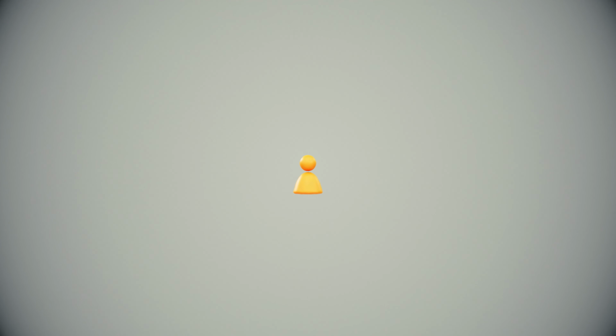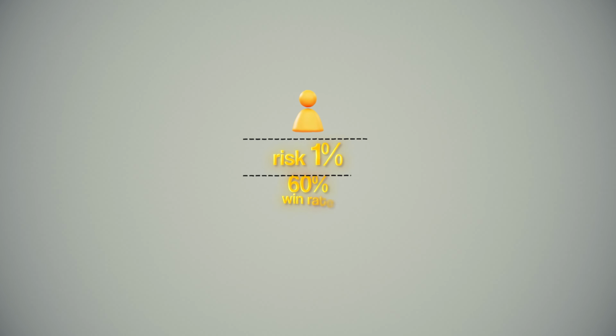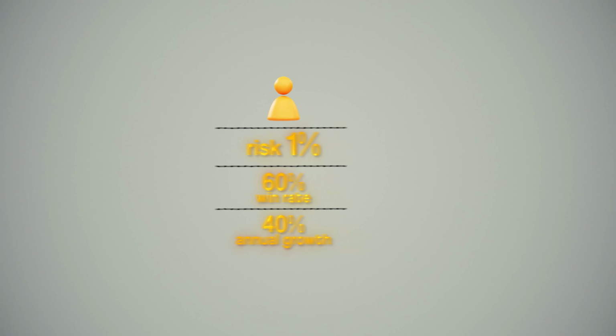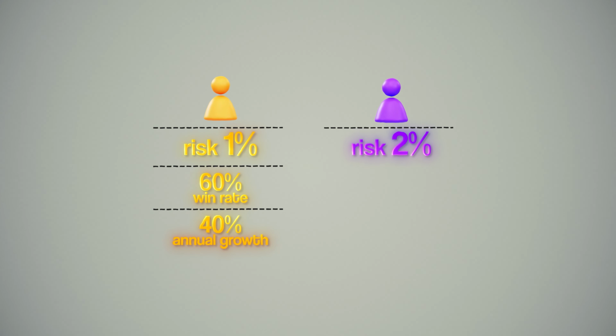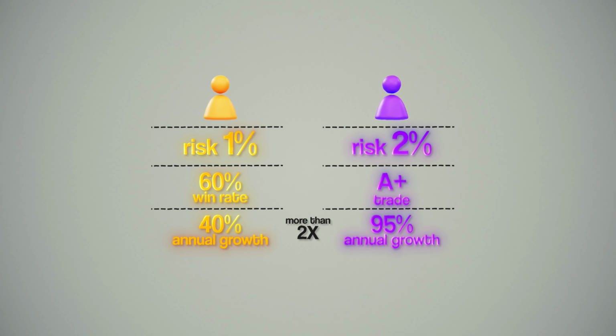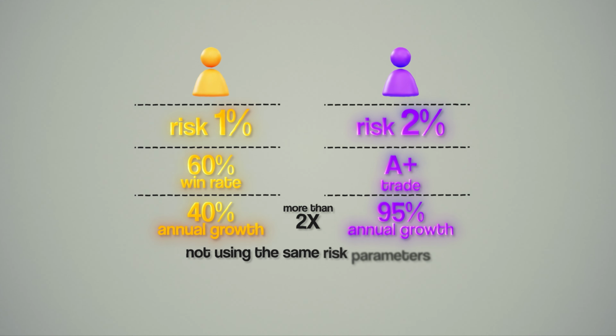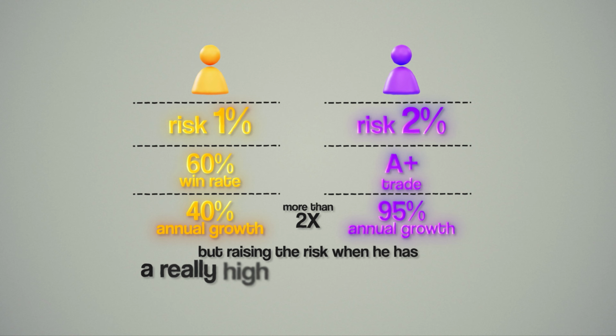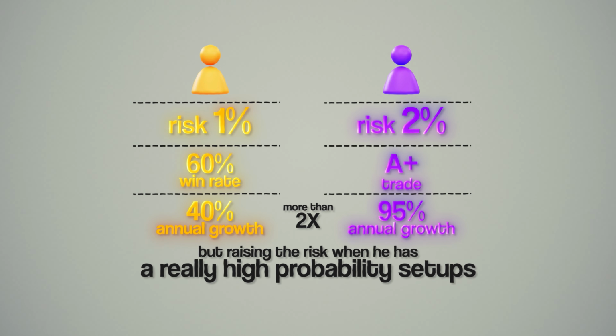You have trader 1 that is always risking 1% on a 1 to 2 risk reward, but has a 60% win rate. He will have roughly a 40% annual growth based on the stats. But if you can risk 2% on the A+ trade, he could roughly return up to 95% on the year. More than double the initial return, just making a simple switch of not using the same risk parameters for every trade, but raising the risk when he has really high probability setups that are 80% or more.